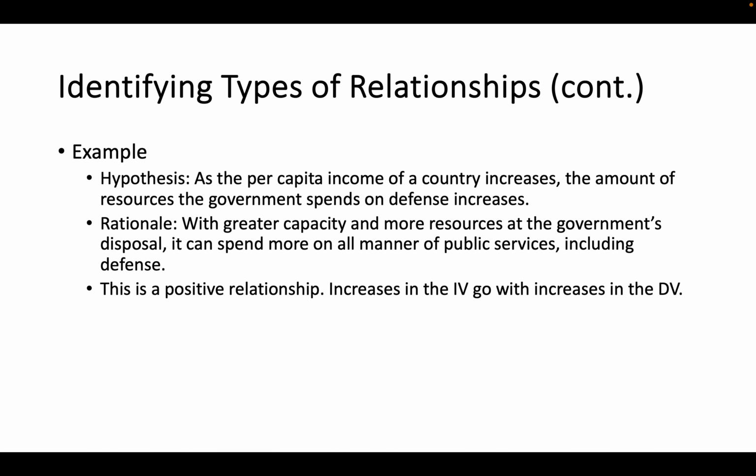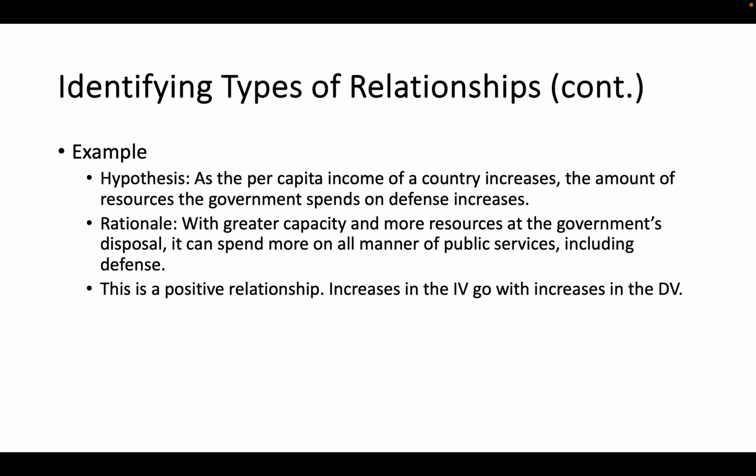So here's an example. As the per capita income of a country increases, the amount of resources the government spends on defense increases. With greater capacity and more resources at the government's disposal, it can spend more on all manner of public services, including defense. So we're hypothesizing a positive relationship. Increases in the independent variable, per capita income, go with increases in the dependent variable, the defense spending.